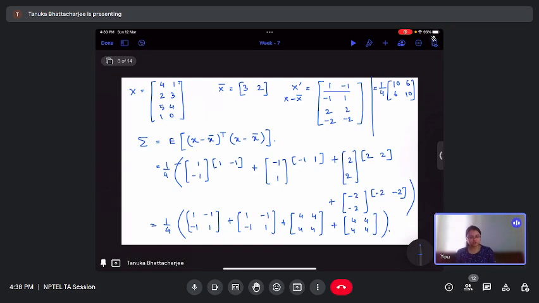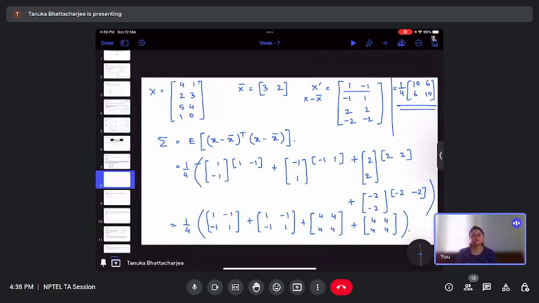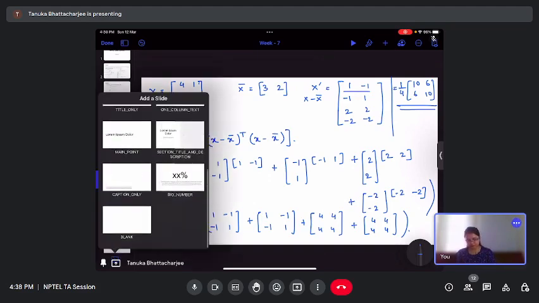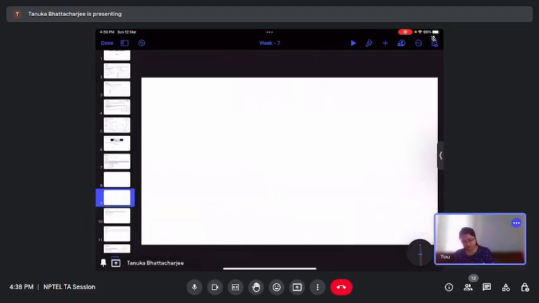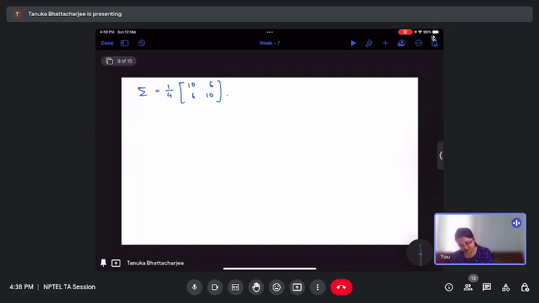So this is the covariance matrix that you have for this particular data set. Now we have to compute the eigenvalues and eigenvectors of this covariance matrix to get the principal components. So our covariance matrix is this. Our sigma is 1 by 4, 10, 6, 16. Now you have to compute the eigenvalue for this.